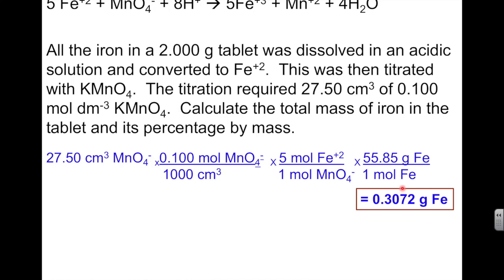Well, that's great. Now it asks us for the percent, so I need to take the part divided by the whole times 100, and I get 15.36%.